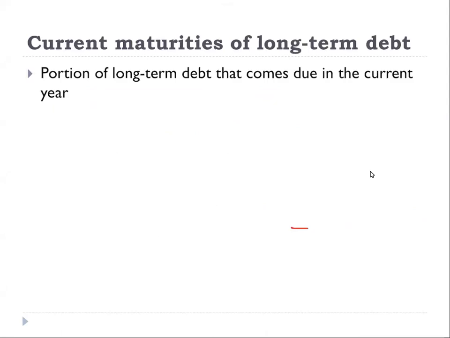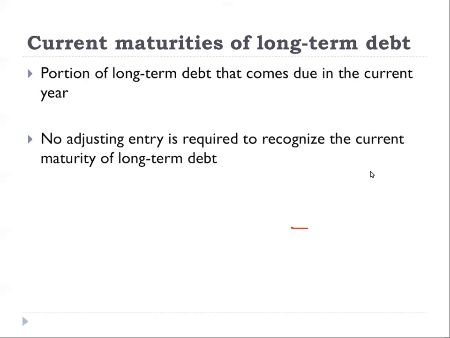And then current maturity of long-term debt. So that is the portion of long-term debt that comes due in the current year. That part of the debt was classified as long-term debt before, and as it comes due, it is reclassified into current liability. This is only a reclassification issue. No journal entry is required to recognize the current maturity of long-term debt. It's only when the firm is reporting it that it does a reclassification.